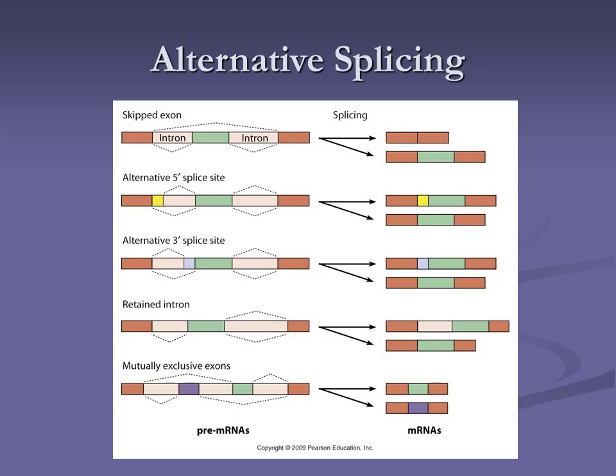The introns and exons and the splicing, eukaryotic cells do that. Prokaryotic cells do not. So that's another difference. Polycistronic for prokaryotes, no introns for prokaryotes. Monocistronic for eukaryotic cells, but alternative splicing and introns in our pre-messenger RNA.